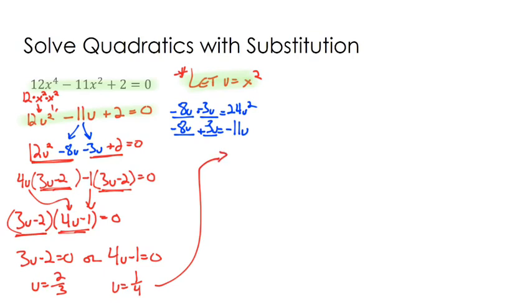We've said, okay, u equals 2/3 and u equals 1/4, and that's all fine and dandy, but we don't really care about u. We need to find out what x is. And in the start of the problem, we defined u as being equal to x squared. So what I now have to do is say, okay, if u equals 2/3, that means x squared equals 2/3. And if u equals 1/4, that means x squared equals 1/4. And we need to solve both of these little mini equations for x.